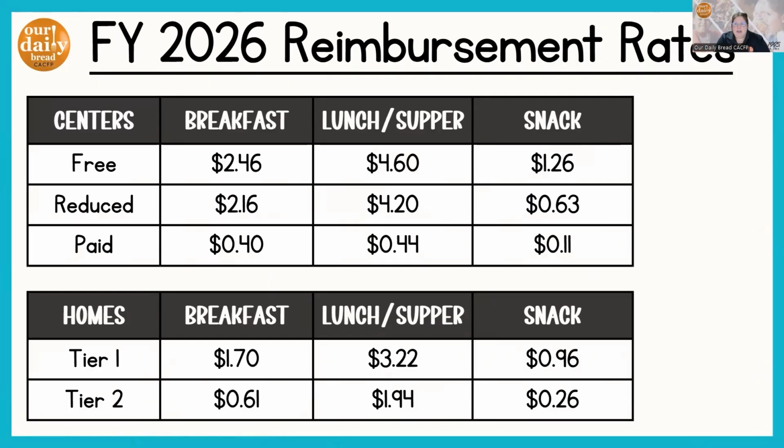So we will start with our reimbursement rates for the fiscal year 2026. For centers, reimbursement is based on free, reduced, and paid categories, and it varies by meal type, including breakfast, lunch or supper, and snack. And then for homes, reimbursement is based on a tier 1 and tier 2 rate and also varies by meal type. These rates are paid per child, per meal or snack, which is why accurate records and complete documentation are so important throughout the month.